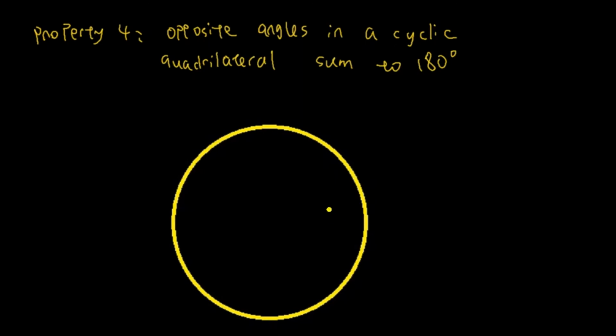So let me draw this. There's a circle here, and I'm going to draw a quadrilateral inside a circle touching the circumference. So this is not necessarily a rectangle, but it's a quadrilateral because it has 4 sides here. And let me define the center of the circle here, the center of the circle.